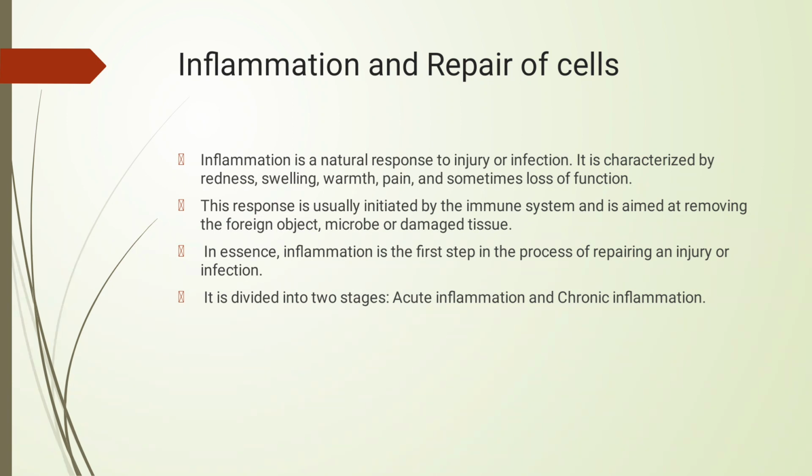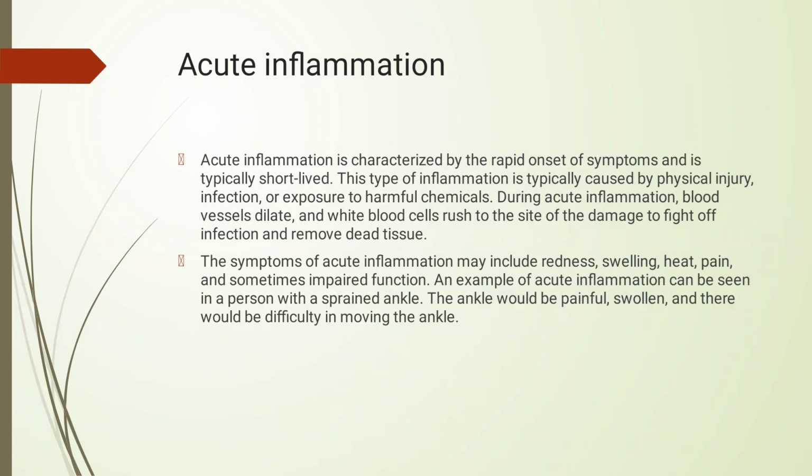It is divided into two stages: acute inflammation and chronic inflammation. Acute inflammation means rapid onset of symptoms and it is typically short-lived. This inflammation is mainly caused by any physical injury, infection or exposure to harmful chemicals. During acute inflammation, the blood vessels will dilate and the white blood cells rush to the site of damage to fight off the infection and remove the dead tissue.